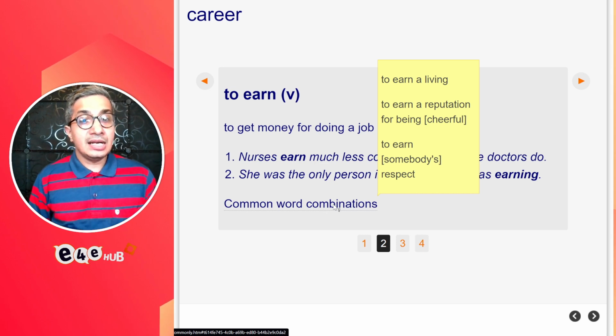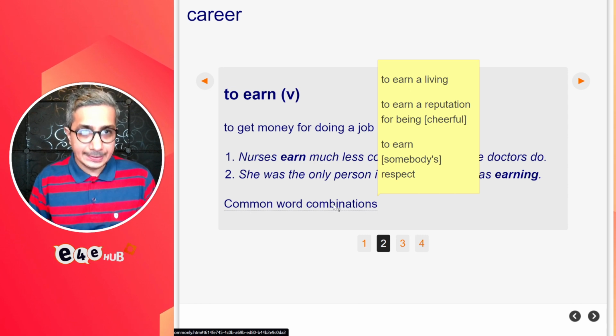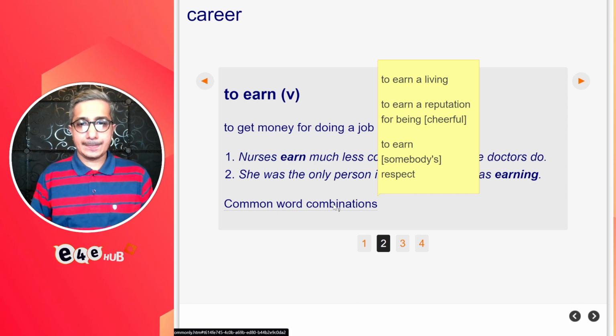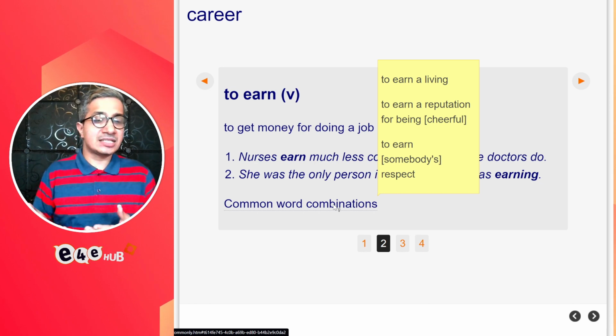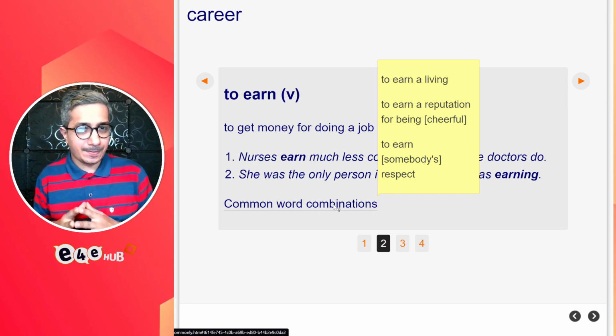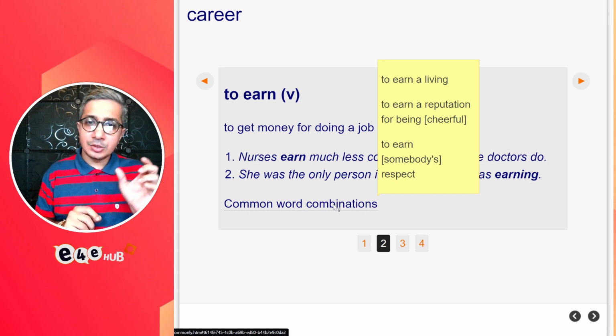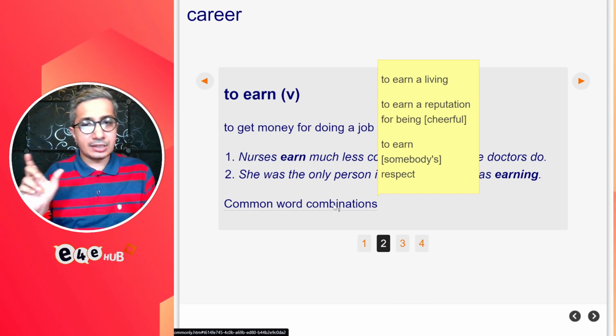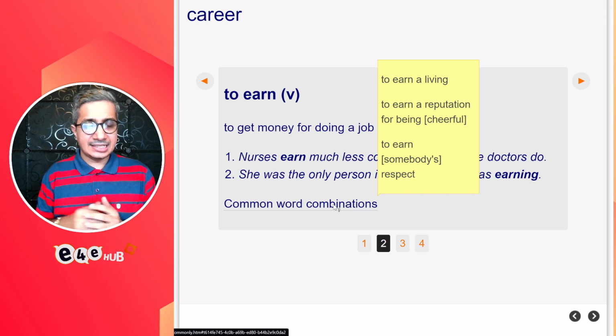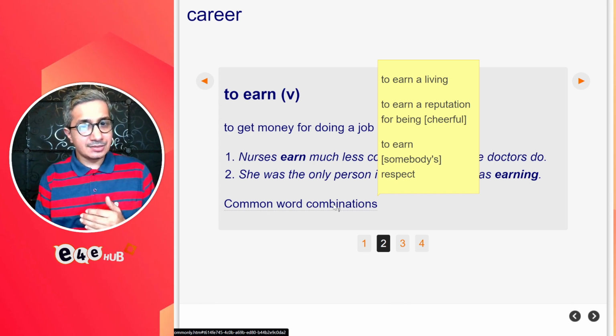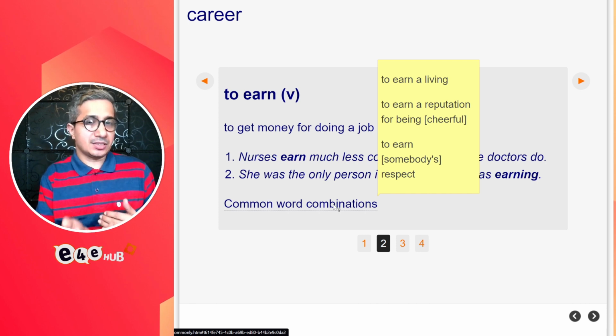To earn a living. She was the only person in the family to earn a living, right? To earn a reputation for being cheerful. Now, instead of cheerful, you can either use positive adjectives or negative adjectives. It simply says, the meaning is, your perception is that of a cheerful person.